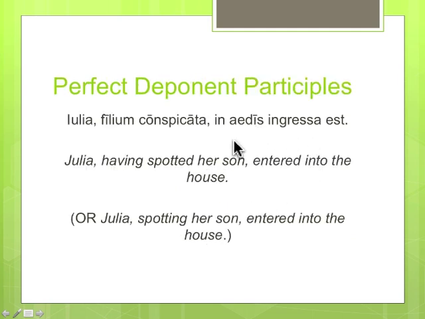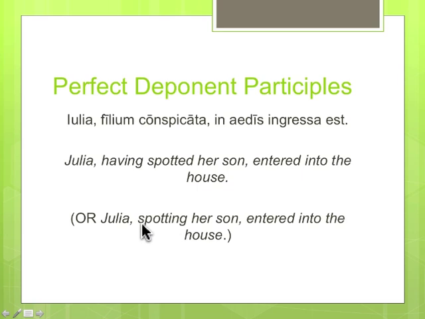Let's look at one more example of a perfect deponent participle. Here we have: Julia filiam conspicata in aedis ingressa est. Julia, having spotted her son, entered into the house. Now, of course, I'm going to translate this as "having spotted" because the action of conspicata has to be before the action of ingressa est, the main verb. But really, in English, we would probably just say "Julia, spotting her son, entered into the house."